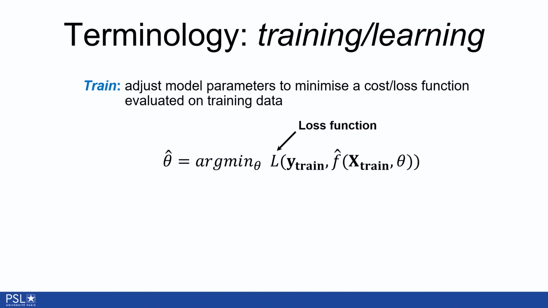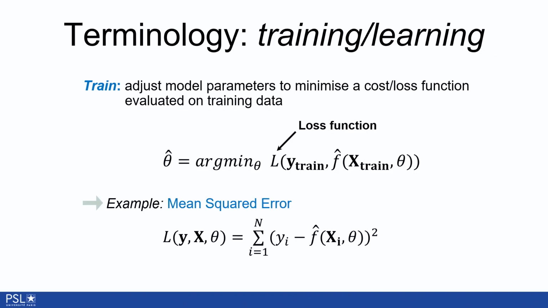There are different types of possible loss functions. A very common example is the mean squared error. It consists of the difference between the model prediction for a given training instance and the actual output of this instance, which is then squared and summed over all instances in the training set. This is the general setting.